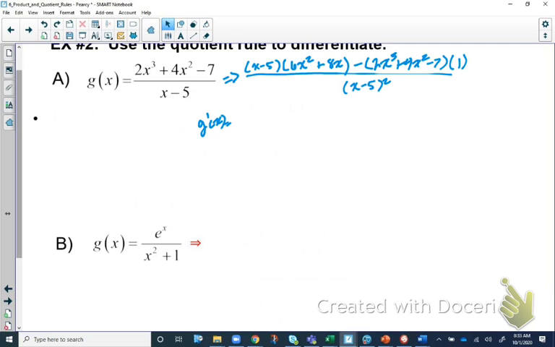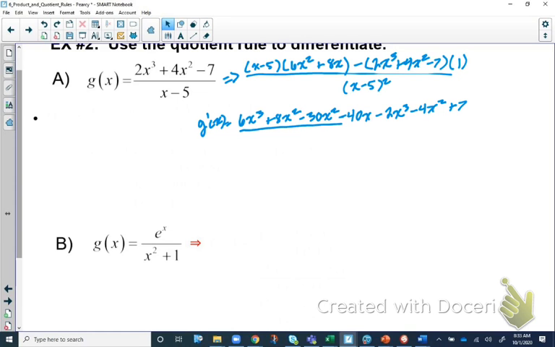So next, doing my distribution, I'm going to get a 6x cubed in the numerator, 6x cubed plus an 8x squared minus a 30x squared minus a 40x. And here, the 1 on the end really doesn't matter, so we can just distribute the negative to get rid of the parentheses. So I'll get a minus 2x cubed minus 4x squared plus a 7.